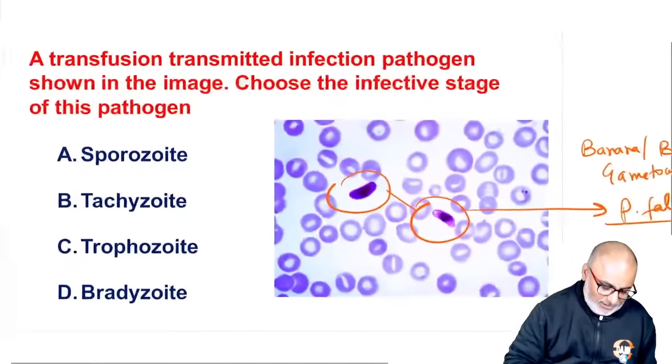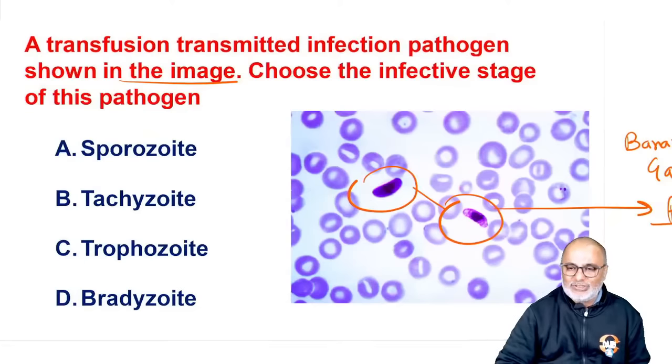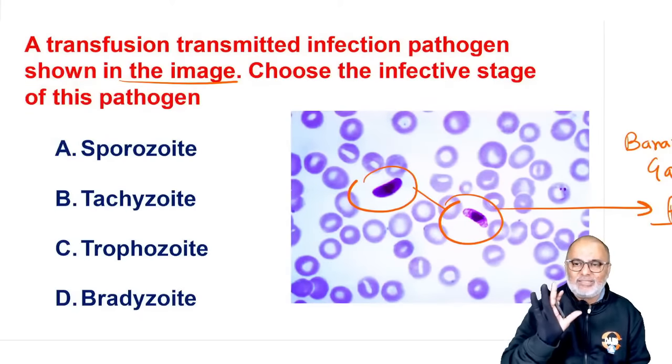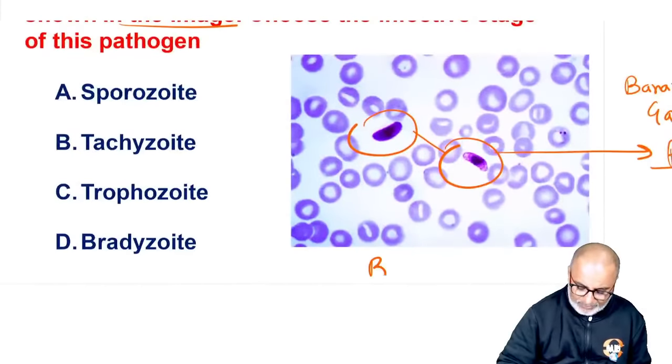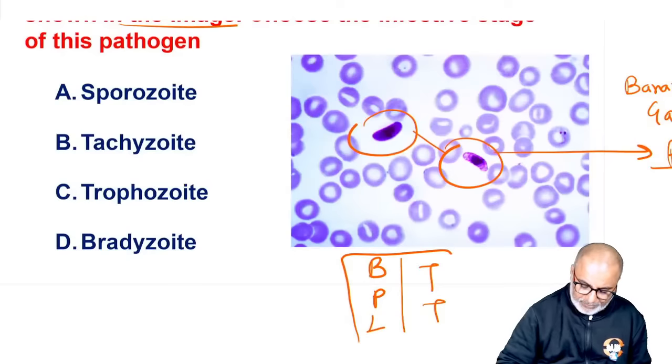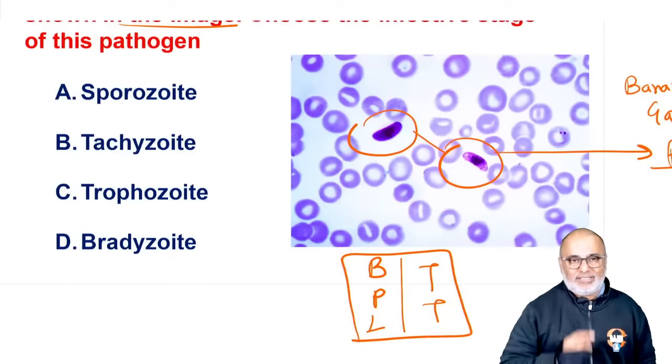Come on. A transfusion transmitted infection pathogen shown in the image. Yes, Plasmodium. Mode of transmission is mosquito bite, apart from that blood transfusion. Five parasite organisms are transmitted by blood transfusion. What are the five organisms? BPL, TT, remember: Babesia, Plasmodium, Leishmania, Toxoplasma, Trypanosoma. These five are transfusion transmitted via blood transfusion.